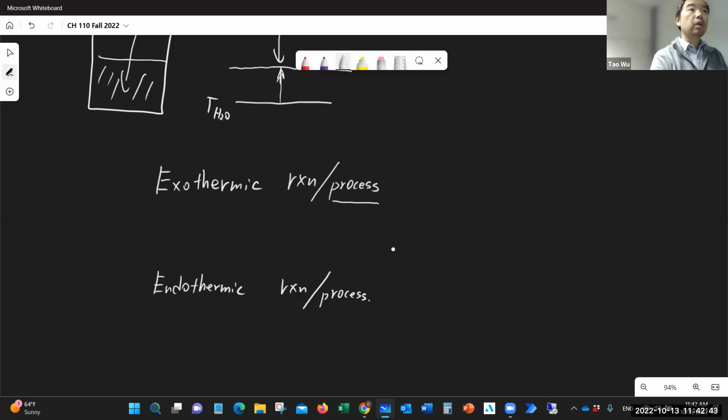Exothermic is talking about this process where they're producing heat. So now we talk about the system is releasing heat. The system releases heat. In another word, the surrounding should gain the heat.